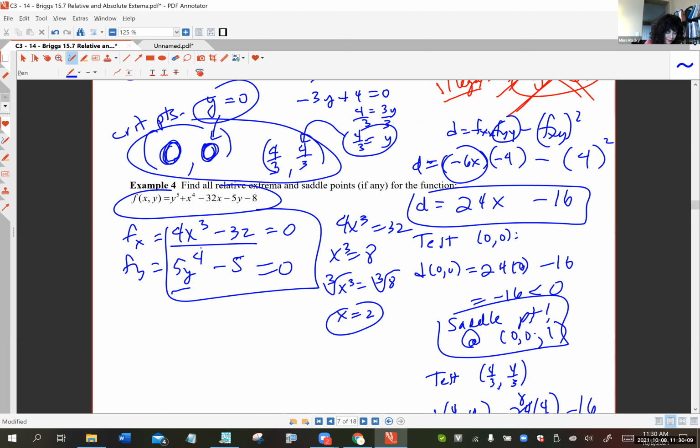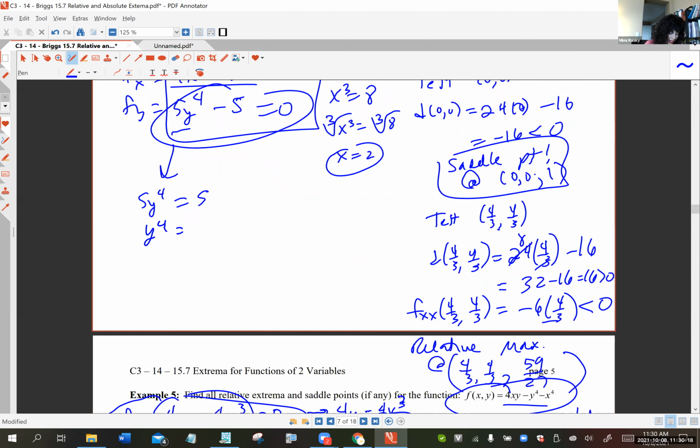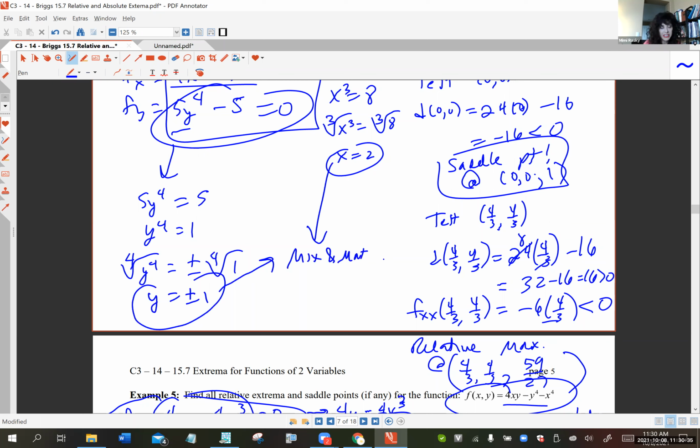So save that. When you solve the other equation for y, add 5 to both sides, divide both sides by 5, and now you're going to take a 4th root of both sides. Yes, you need a plus or minus, because anytime you take an even root of both sides, you got to do the plus or minus. And now what you have to do is what I call mixing and matching when you have these not genuine linear systems of equations. So you're going to get 2 critical points, (2, 1) and (2, -1). Okay, so you have 2 critical points here, and that means we'll go do the D-test on them.